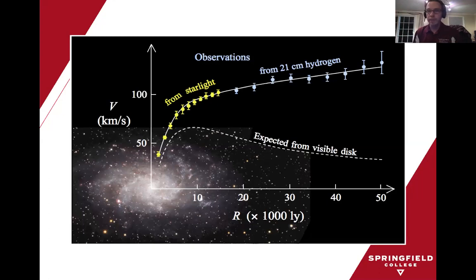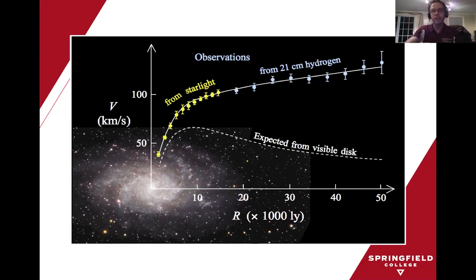If you do that, you get a very famous looking picture. This is one for M33 overlaid on an optical image of the galaxy M33, and we can form what we call in the field a rotation curve. A rotation curve is a plot of that velocity as a function of distance. And if we look, what we typically get are points like these yellow dots. These are the actual data points from the optical disc.